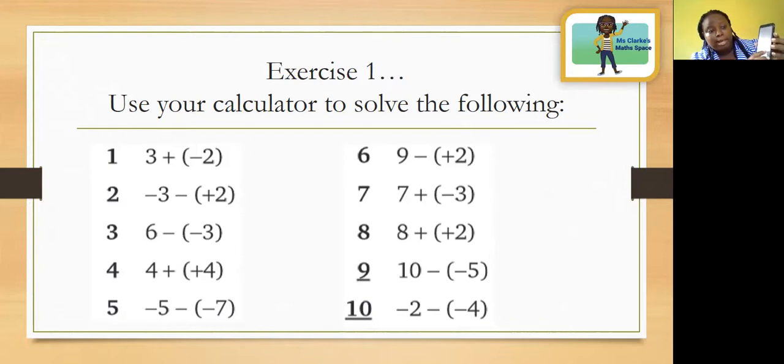Then you're going to put your plus sign, and then you're going to press your plus or minus button, and then you're going to type 2, and then you're going to type the equal sign, and then you should get the answer 1. Did you all get that? Let's try it. So I think that you all should have gotten 1.